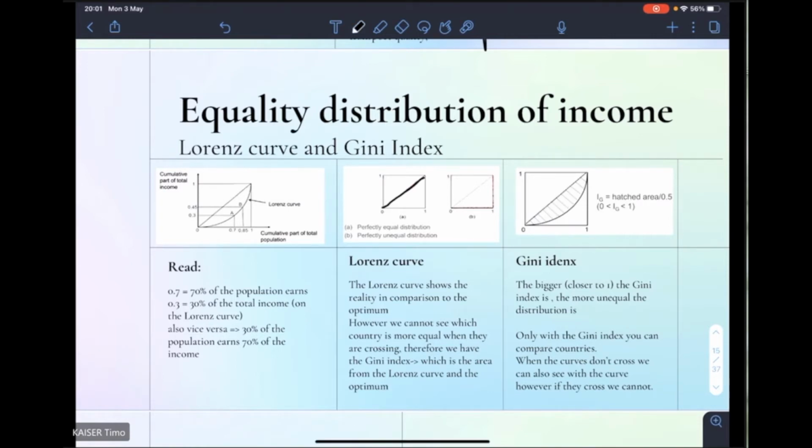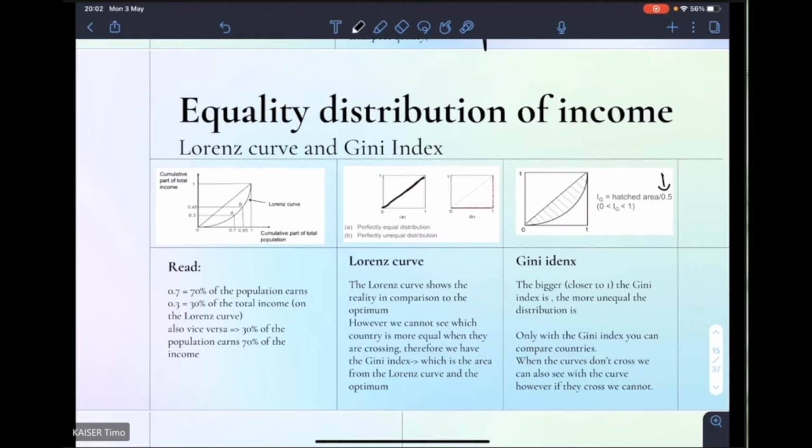And in order to calculate this, I think you all had an exercise in your mock midterm. It's just calculating this area. And then if you have this area, divide this area by 0.5. Never forget that. Always divide it by 0.5. If you forget that, you will get it wrong.